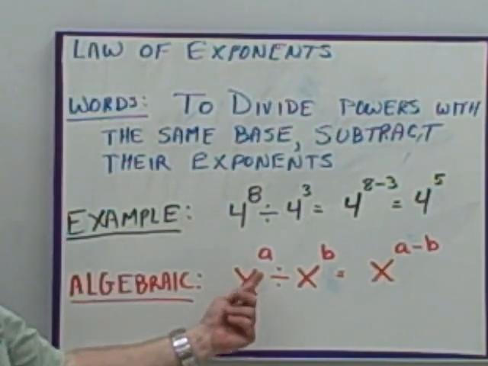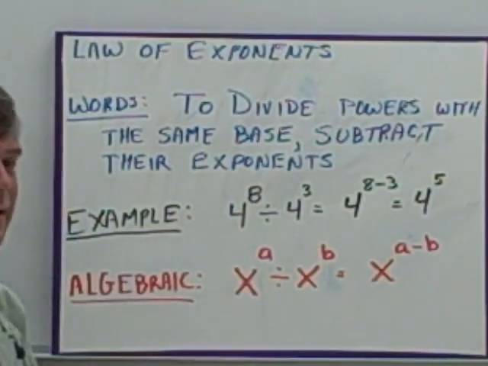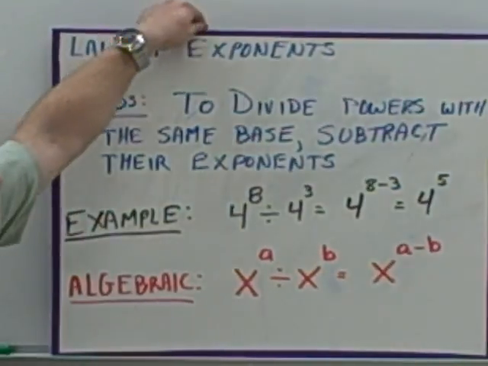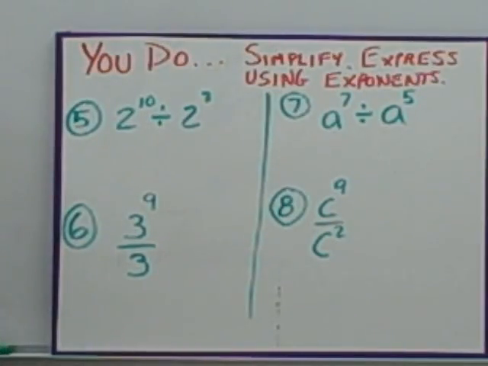Algebraically, this is written as x to the a divided by x to the b, which is equal to x to the a minus b. And again, in order to know math, you need to do math. So here, pause the video, give these a try.